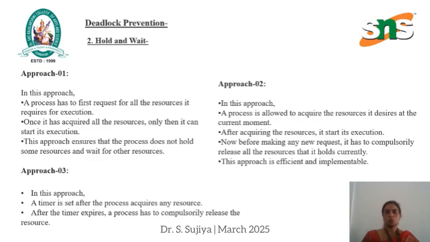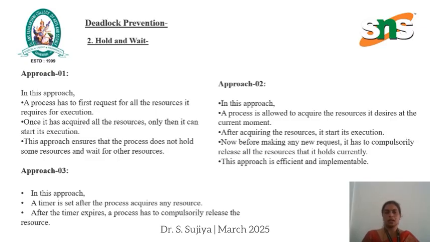In approach 2, the process is allowed to acquire the resources it desires at the current moment. After acquiring the resources, it starts its execution. Before making a new request, it must compulsorily release all the resources currently held. Once the process has completed, it has to release all the resources allocated to it before starting a new process. So this is approach 2.